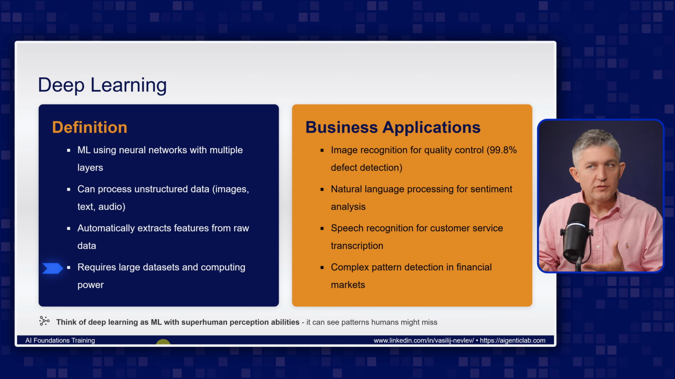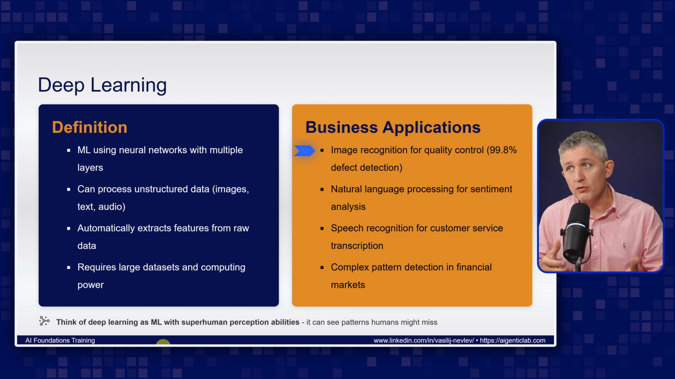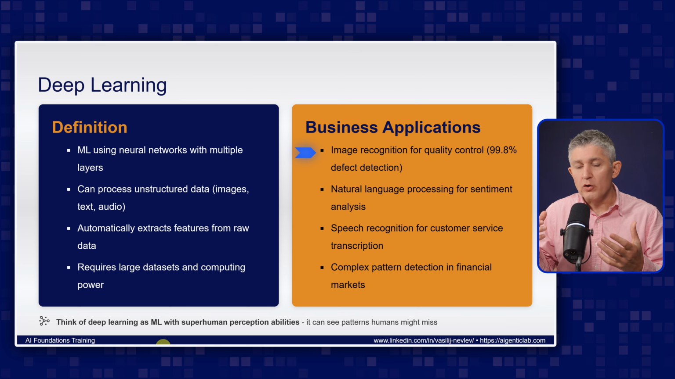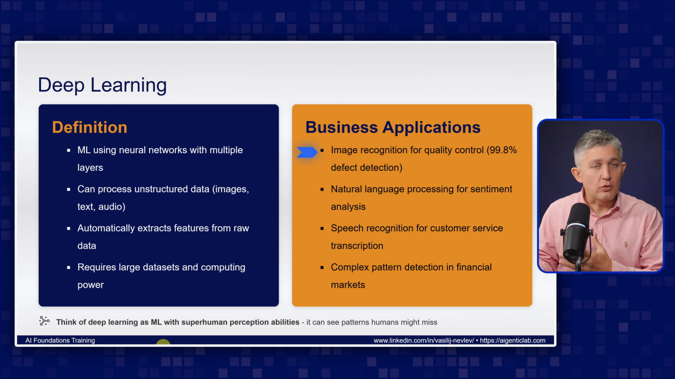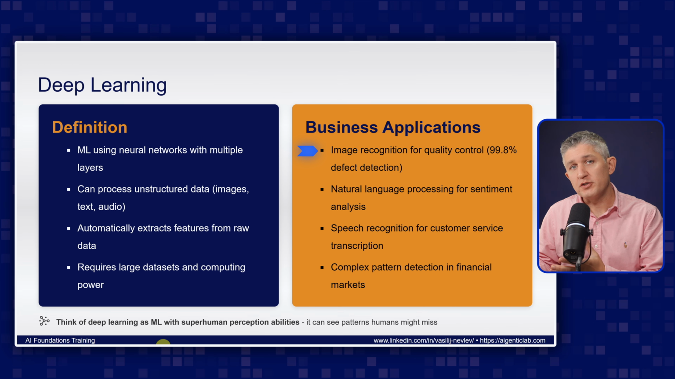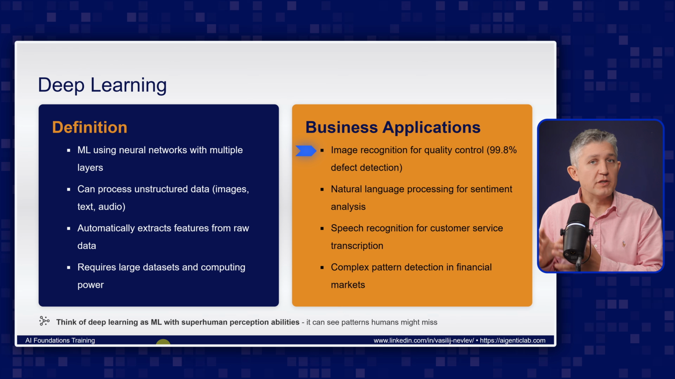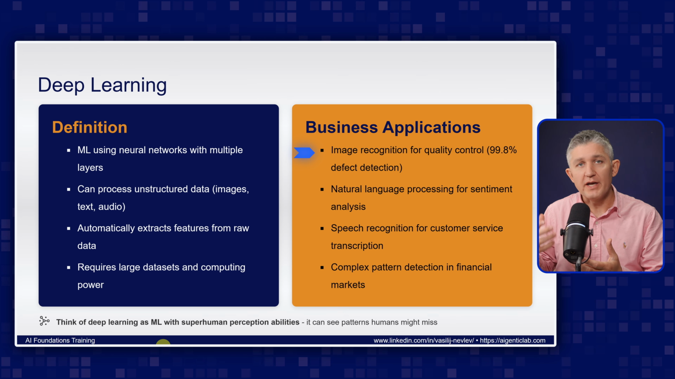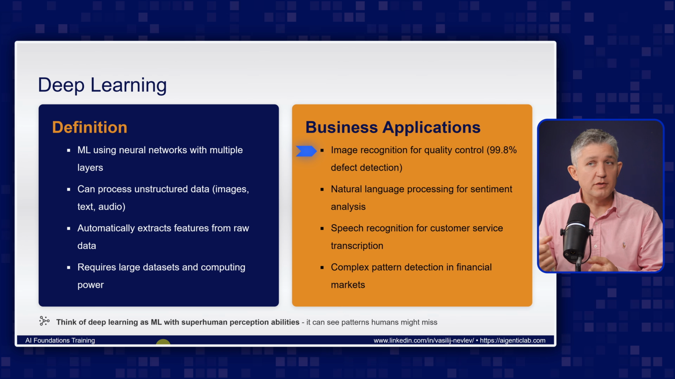Let's talk about some examples. Image recognition for quality control. Imagine your business training on lots of photos about what is a cat or what is a chair. Now, that's not necessary anymore because that deep learning has been done on publicly available data, and you can now benefit by having access to the algorithms that have already been pre-trained.